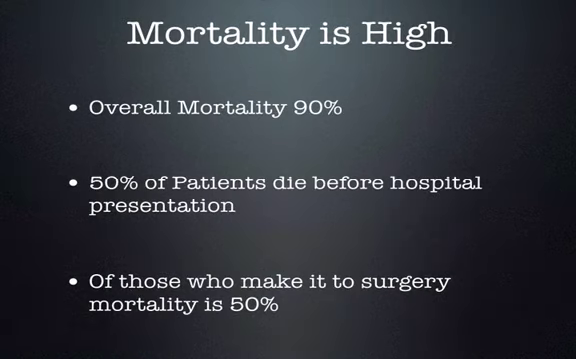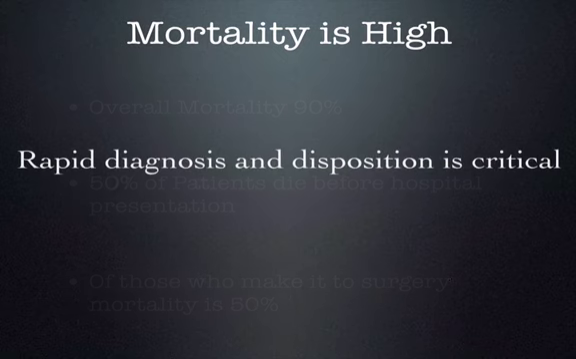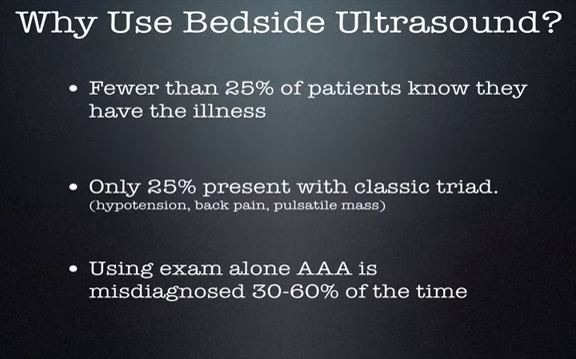Now, the mortality of a ruptured aortic aneurysm is quite high, with an overall mortality of 90%. 50% of the patients die before hospital presentation. Of those that actually make it to surgery, mortality is an additional 50%. So, rapid diagnosis and disposition is critical.